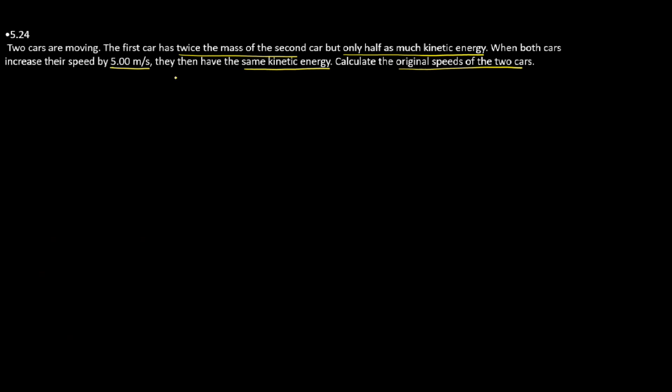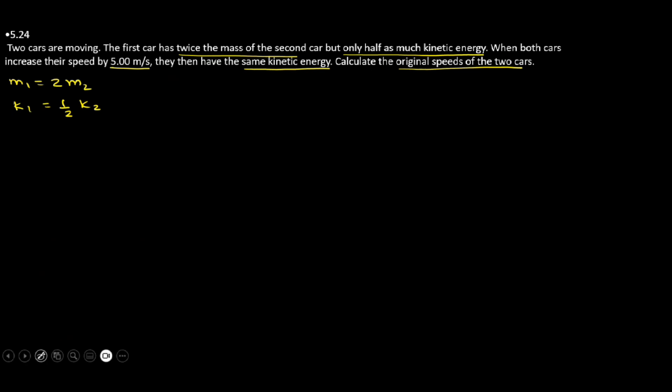Now, let m1 be the mass of the first car and m2 be the mass of the second. So we will write down what the question has given. M1 is equal to 2 times M2 because it has twice the mass of the second car, but only half the kinetic energy. So the kinetic energy of the first car is equal to half the kinetic energy of the second.